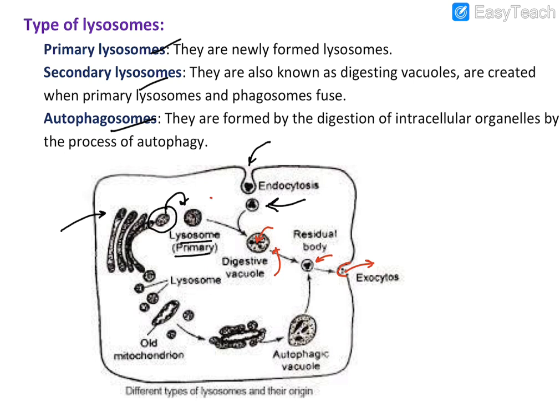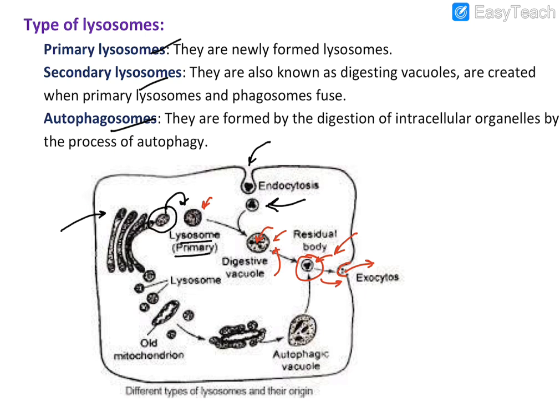So the newly formed lysosome is called the primary lysosome. The lysosome that has joined with the phagosome is called the secondary lysosome, which is involved in digestion. After digestion, waste products are produced. The lysosome that contains these waste products is called a residual lysosome, and during exocytosis it will be sent outside.